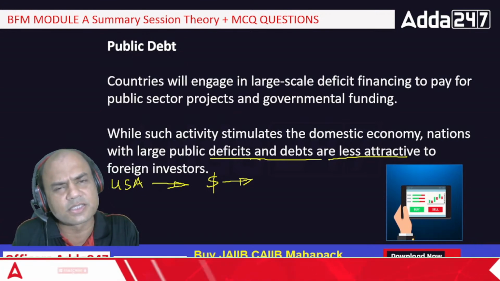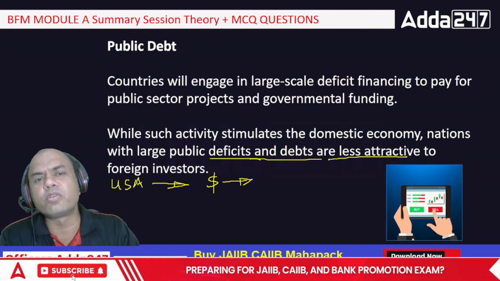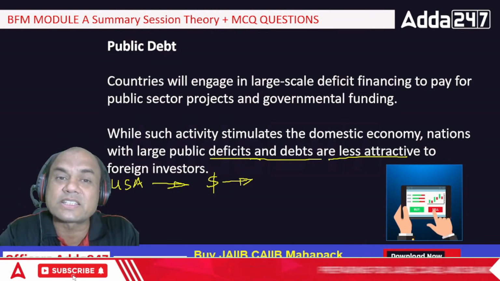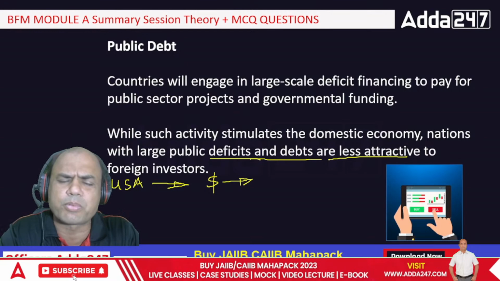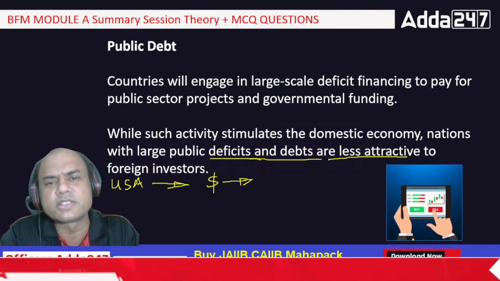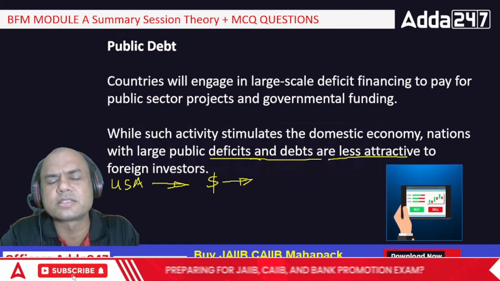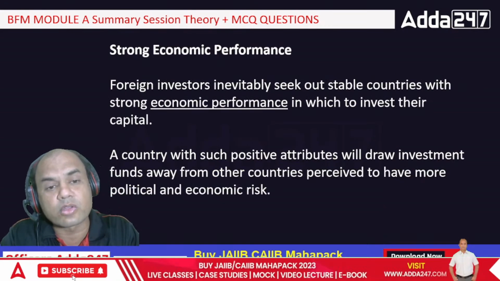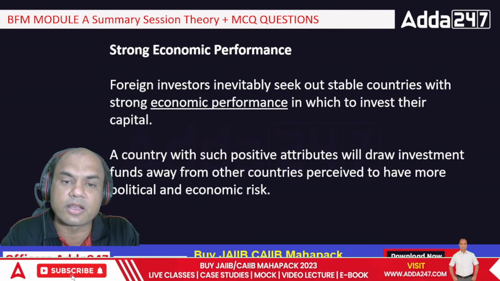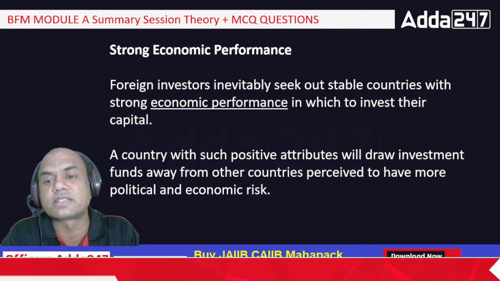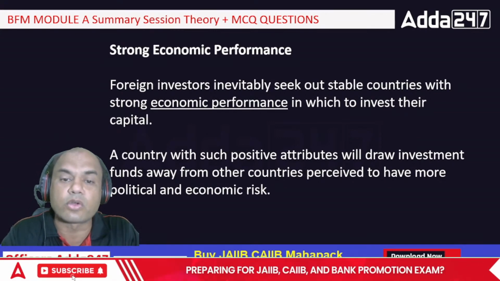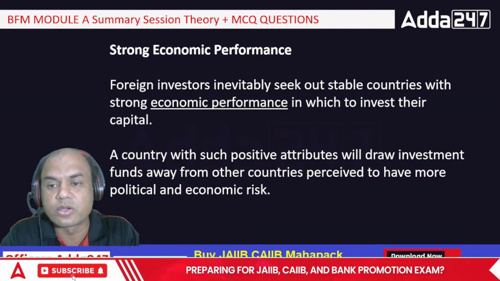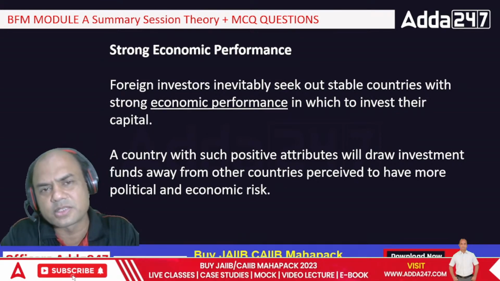Pakistan, Sri Lanka, same, isn't it? Whenever you want to look at any fiasco situation, fiasco means any problematic situation, look at these two countries. Pakistan, Sri Lanka, the simplest countries to remember. Okay. Strong economic performance. The foreign investors inevitably seek stable countries with strong economic performance in which to invest their capital. Now, what do I mean by this?